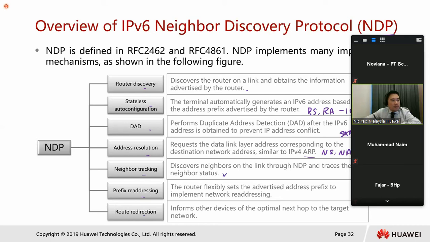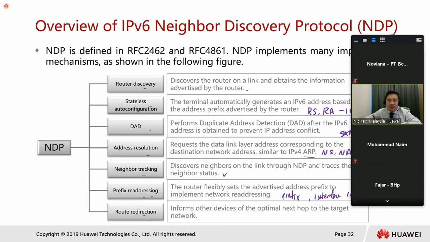And the prefix readdressing. The router flexibly sets the advertised address prefix to implement network readdressing. So you can set the network readdressing by using RS and RA as well. Hosts can automatically generate their own IPv6 address by adopting the prefix. So I just have to get the prefix from the routers, and the interface ID I generate myself by using EUI-64. You can just send your prefix to the rest, and the interface ID you leave to the host. The host can do it themselves.